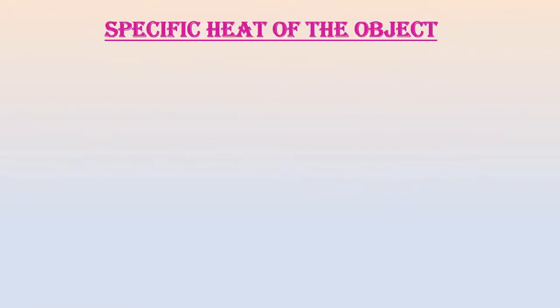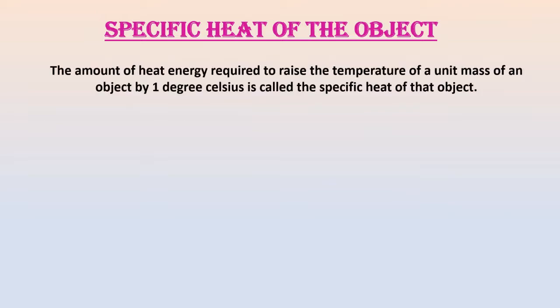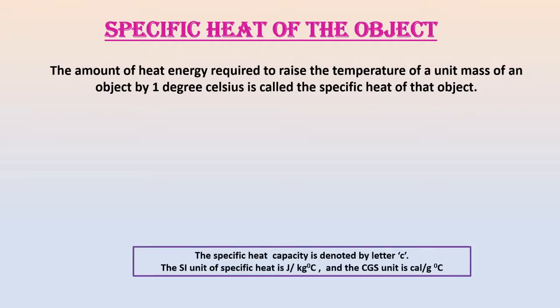So how do we define specific heat of an object? It is the amount of heat energy required to raise the temperature of a unit mass of an object by 1 degree Celsius. That is called the specific heat of that object. And the specific heat capacity is denoted by letter C.